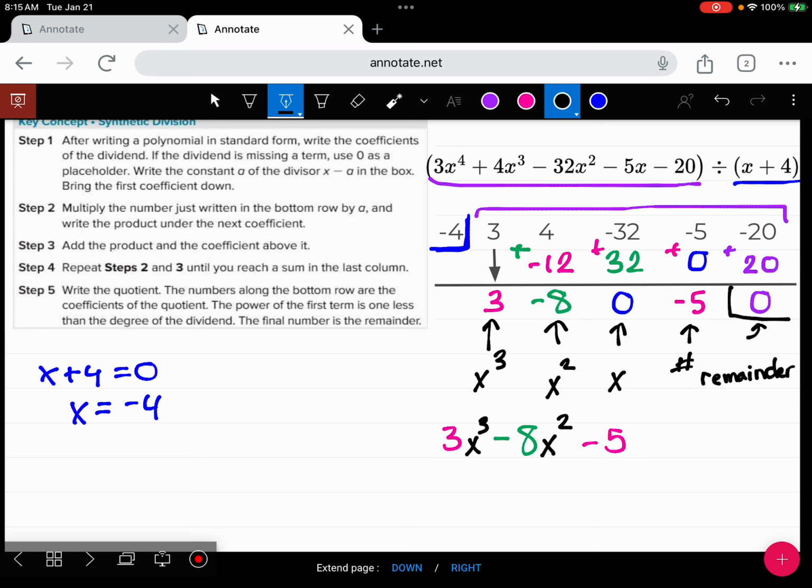Because what we're trying to see here is that if I take my 3x cubed minus 8x squared minus 5, and I multiply it by that x plus 4, we would get exactly back to what we had here. It would take us all the way back to the beginning. So that whole polynomial, there we go.